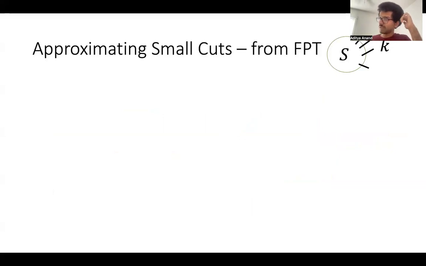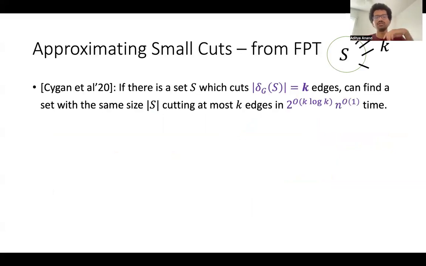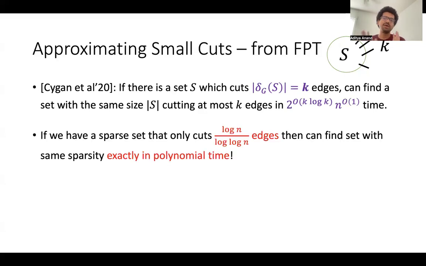And one other inspiration for this problem was that fixed parameter tractability already gives us some approximation. Sigan et al. showed in 2020 that if there is a set S which cuts only k edges, we can find a set with the same size S cutting at most k log k times poly n edges. So if k is actually quite small, something like log n over log log n, then we can solve the sparsest cut problem exactly in polynomial time.